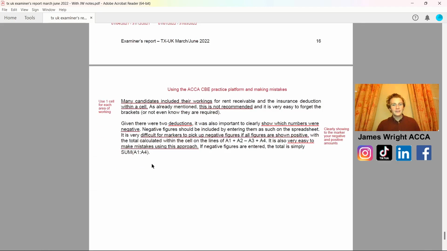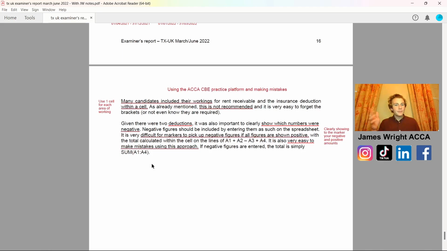Finally, we were given some nice little feedback from the actual external examiner, so using the CBE practice platform and making mistakes. Again, using one cell for each area of working. So the examiner's telling you, don't do it, because many candidates included their workings for rent and the insurance deducted all within one cell for this question. It's not recommended. Break them up, make it easier, and then show the marker what each figure relates to.